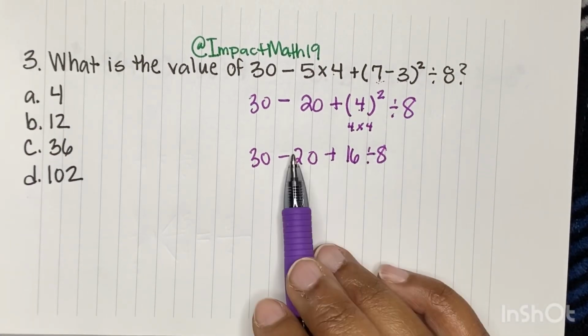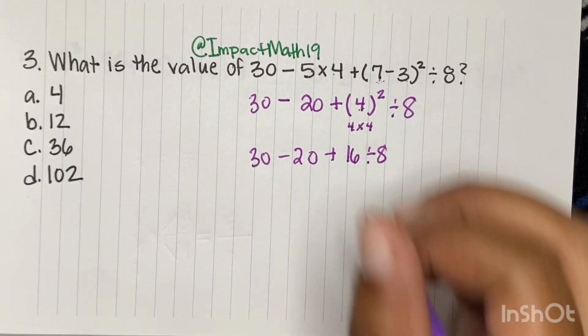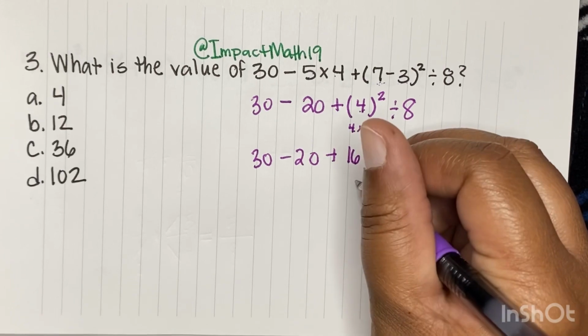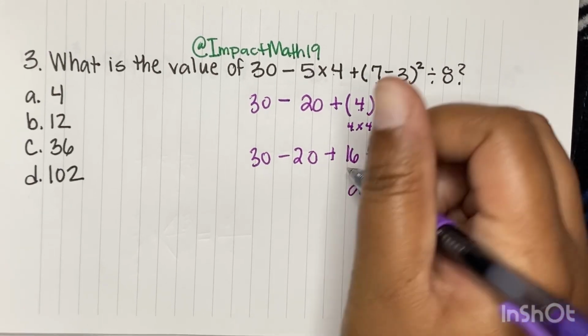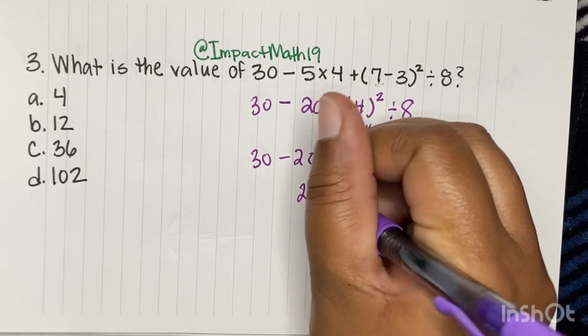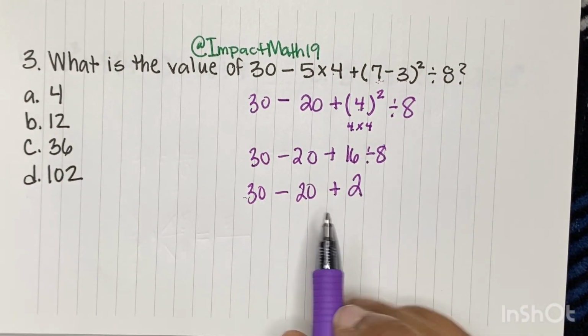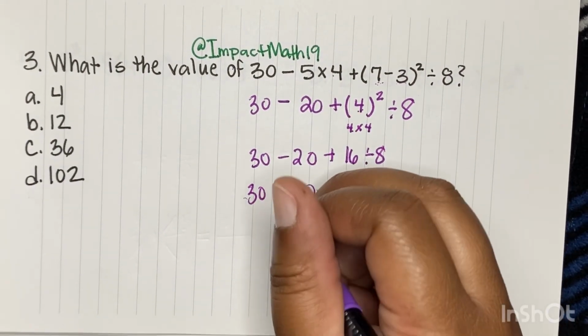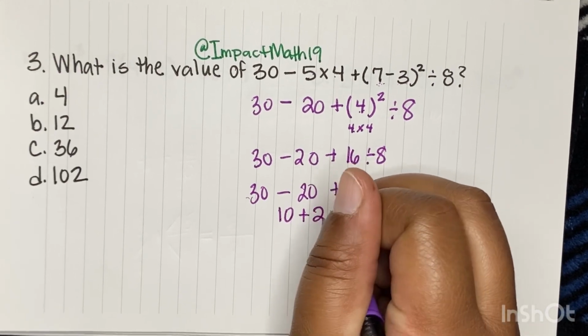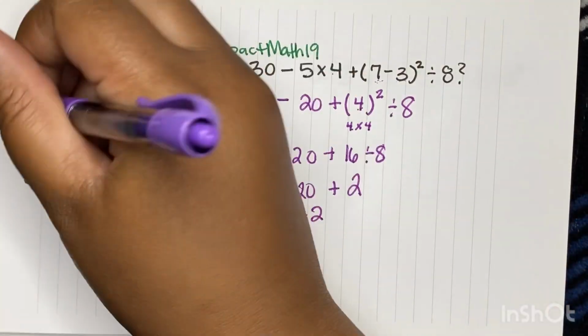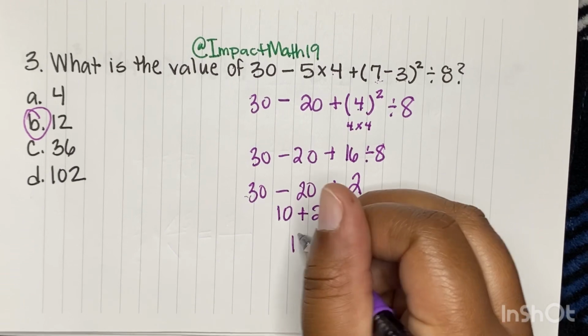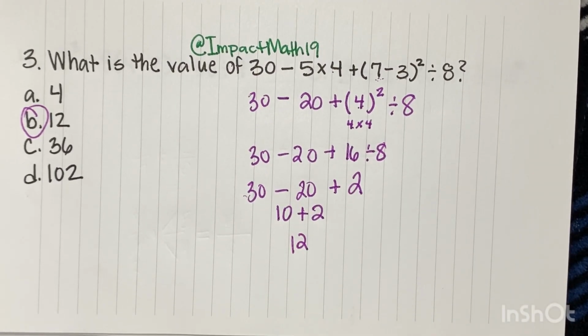And then division comes before subtraction or addition. So 16 divided by 8 is 2. And then when you have subtraction and addition, you always work from left to right. So 30 minus 20 is 10 plus 2. And 10 plus 2, B is our answer, 12.